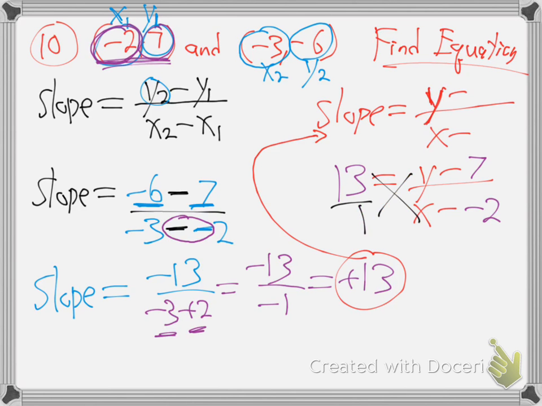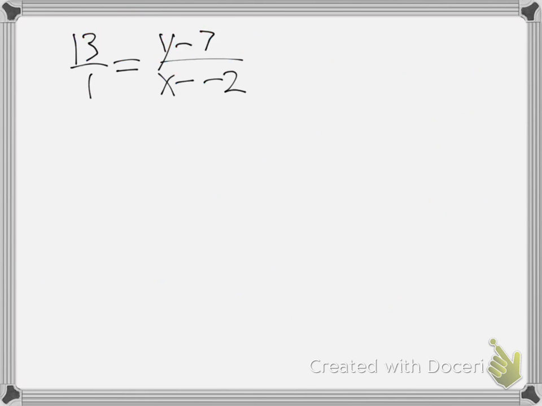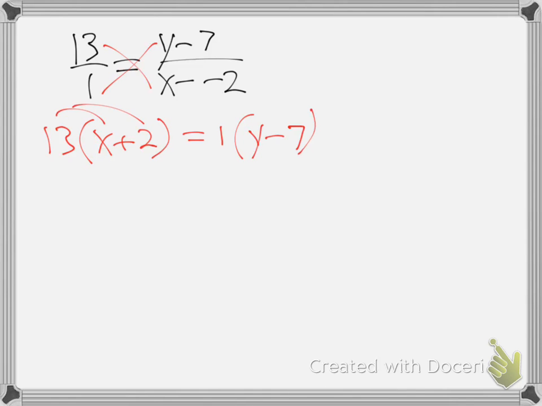I'll go to a new screen. Are you tracking with me? This making sense? Diagonal, diagonal, cross multiply. So take it from there. From there, now I'm going to cross multiply. Diagonal, diagonal. 13x plus 2, right? The double negative becomes positive. 1, y minus 7, distribute. 13x plus 26, distribute. Y minus 7.